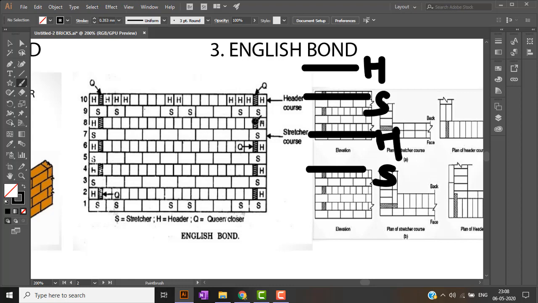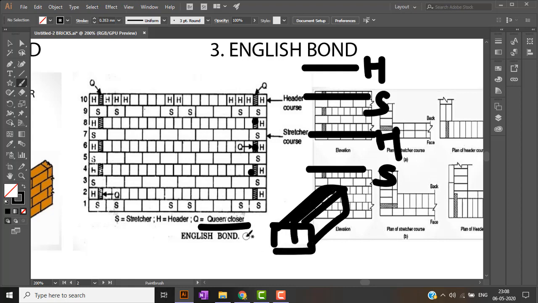closure. All the shaded bricks are queen closure. Okay, queen closure is nothing but a brick. This is a full brick which is cut in half in its length, known as queen closure. Okay.